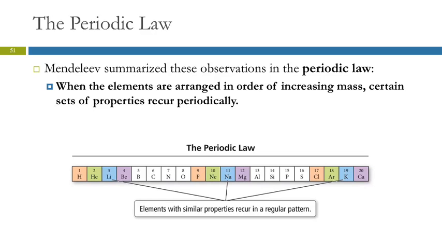So when we talk about a periodic pattern, that means a repeating pattern. Just like our class is periodic. It's every week on Tuesday and every week on Thursday. So he summarized these observations in the periodic law. When the elements are arranged in order of increasing mass, certain sets of properties recur periodically.